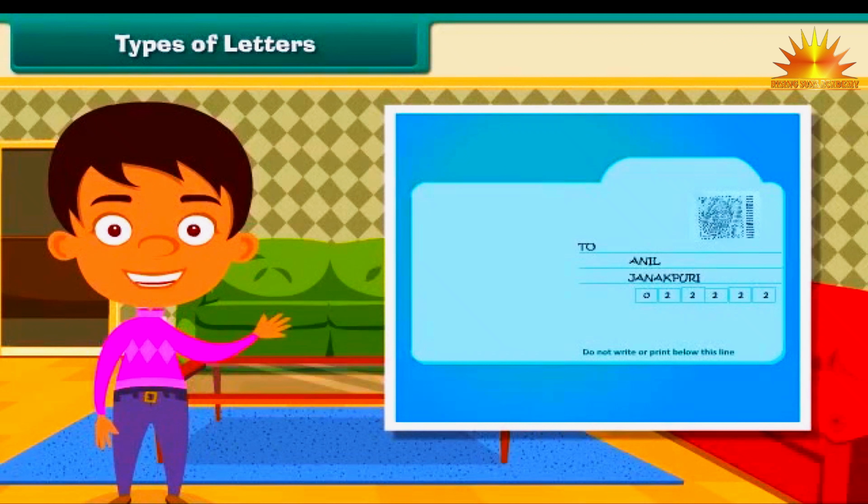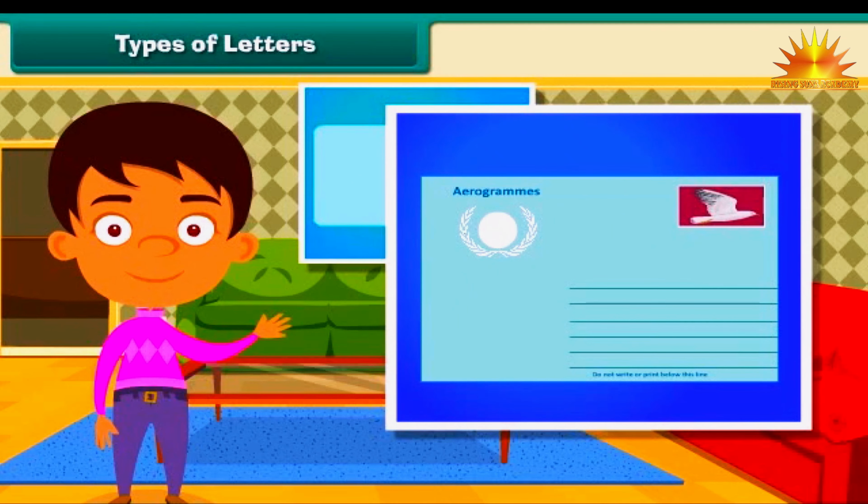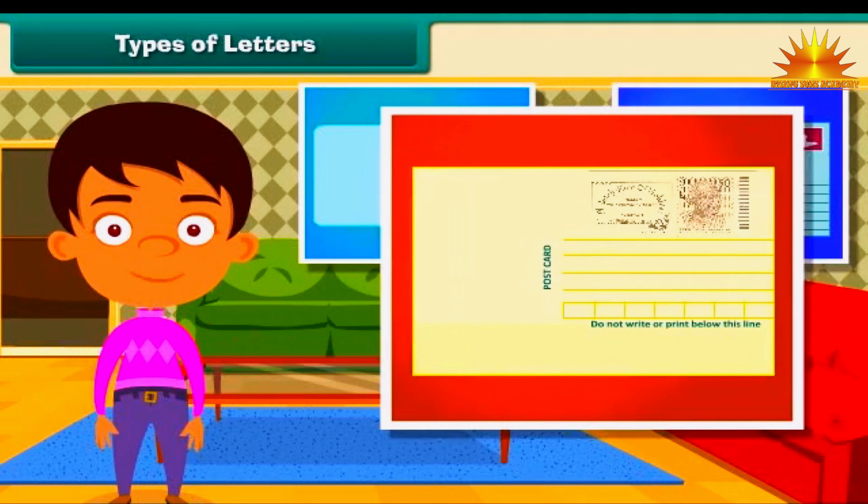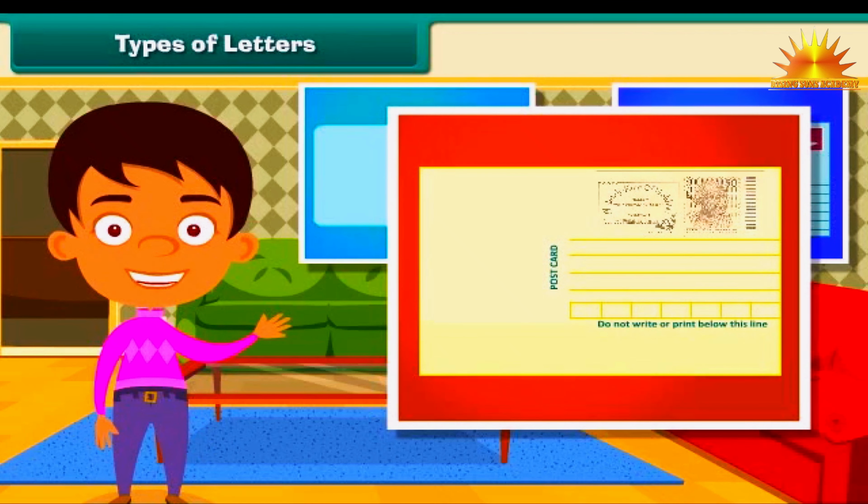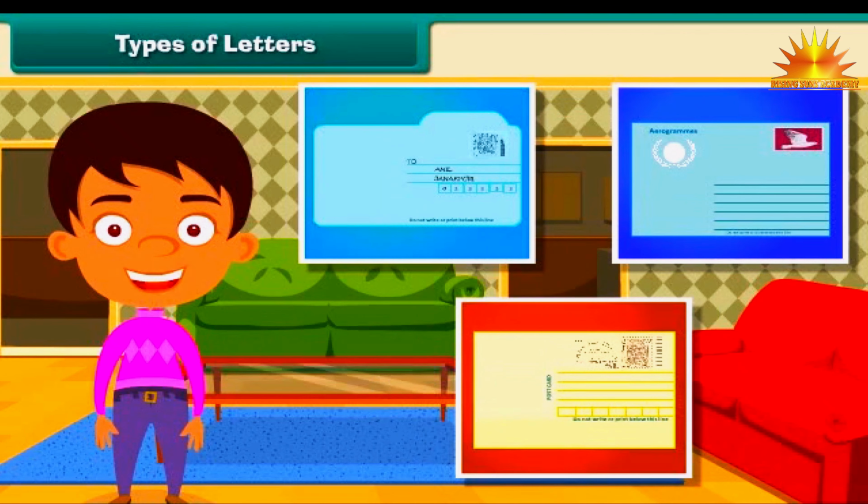Let's start with the inland letter. The inland letter is a light blue colored sheet of stamp paper which contains a message and it gets folded in a particular way. Now let's know about aerogram. An aerogram is also a type of inland letter carried by airmail. The other type of letter is known as postcard. A postcard is meant for exchanging information written on a small yellow colored card.